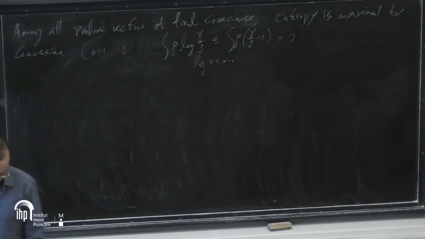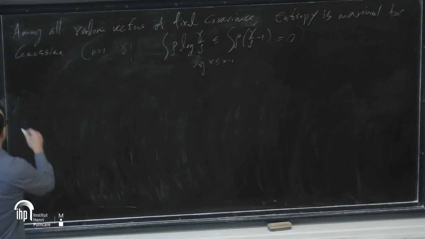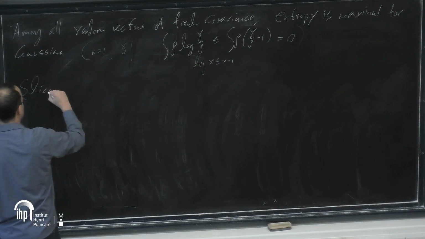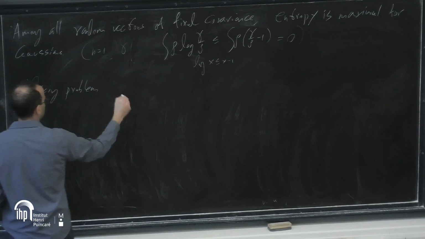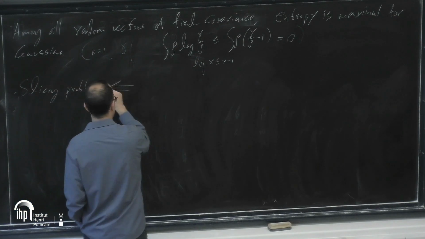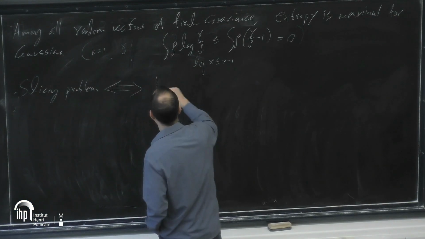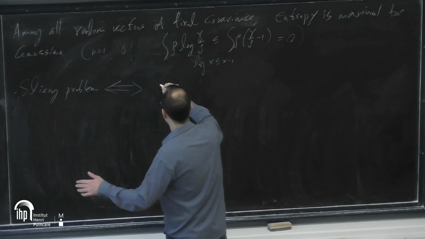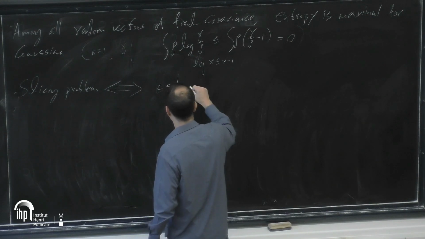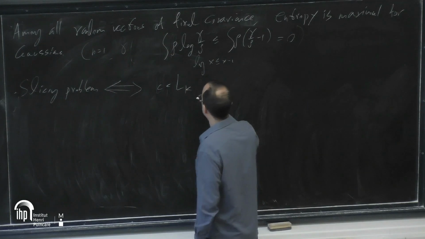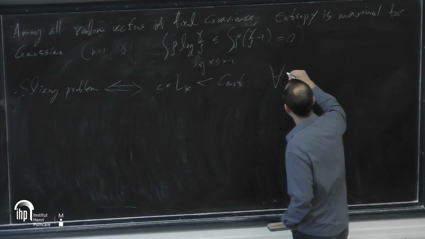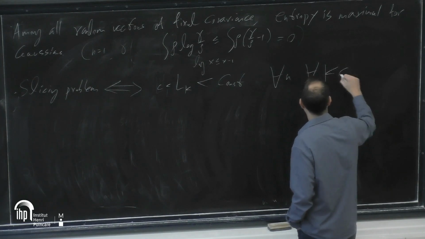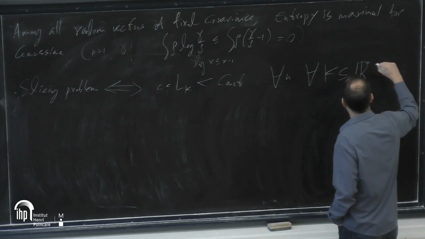So the slicing problem is equivalent to the question: is it true that L_K is at most some universal constant? It's above some universal constant, this we know. The question is whether it's smaller than some universal constant for any n and for any K in R^n. So that is the question.